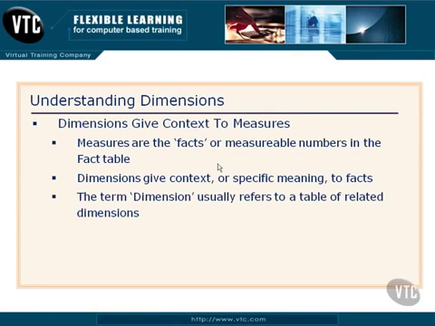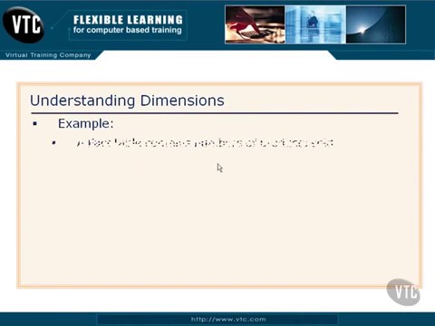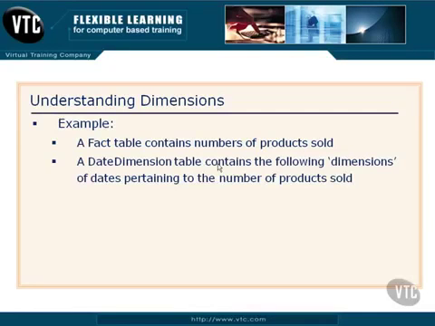Now, the term dimension, if you hear somebody talk about a dimension, they usually mean an entire table of related dimensions. And I'll certainly show you that a little bit later on. Here's an example. I've got a fact table that contains the number of products sold. And so our fact table may have 10,000 rows of numbers of products sold. One row has one number. A date dimension table will join to that through keys. I'll explain that later and you'll see it. And it will contain a number of individual dimensions or slices, if you will, or variations on the date pertaining to the number of products sold.